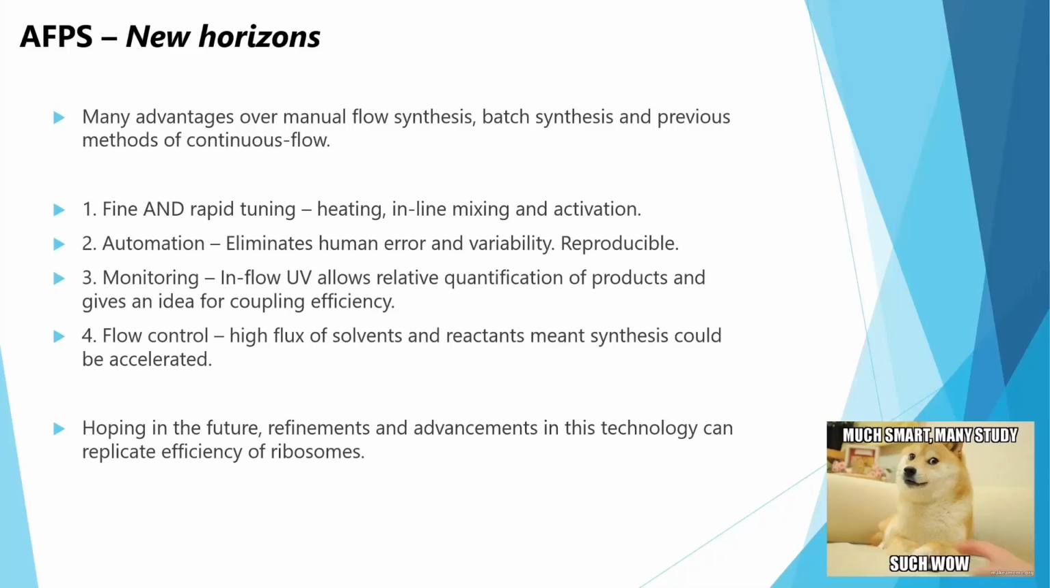So to sum it up, automated flow peptide synthesis has a plethora of advantages over previous manual flow, batch, and older continuous flow methods. Summing up what was most notably seen in this paper, quick and fine-tuning, automation, real-time monitoring, and flow control seem to be the big key takeaways. They are now working towards the future where one day this process can replicate the efficiency seen in nature.